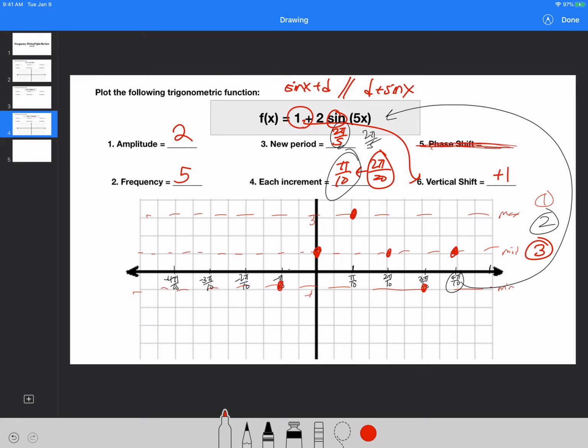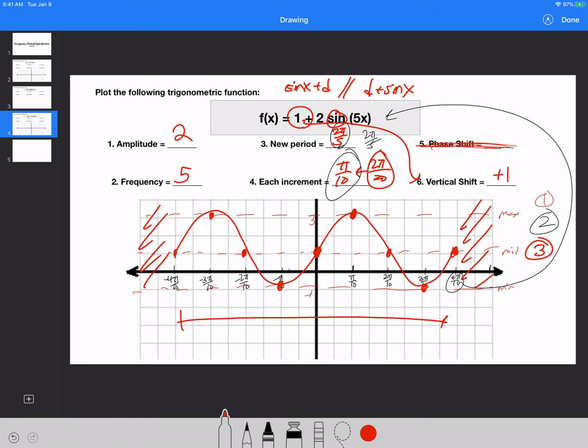Other way around. Draw the wave. Do I have to complete this part and this part, if that's your question? No, it doesn't matter. As long as you show me two full cycles, each increment is the same, and the amplitude is right, if the framework is correct, I'll give you full credit for it.